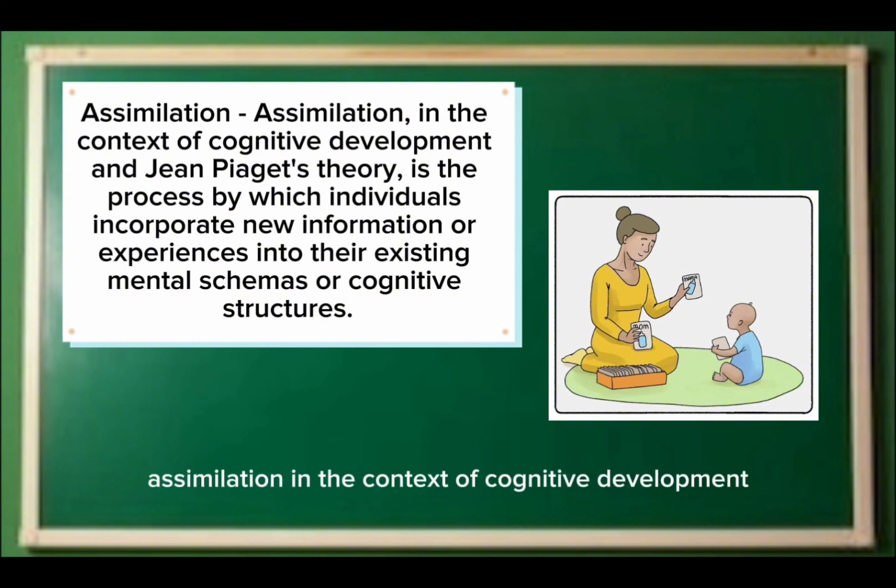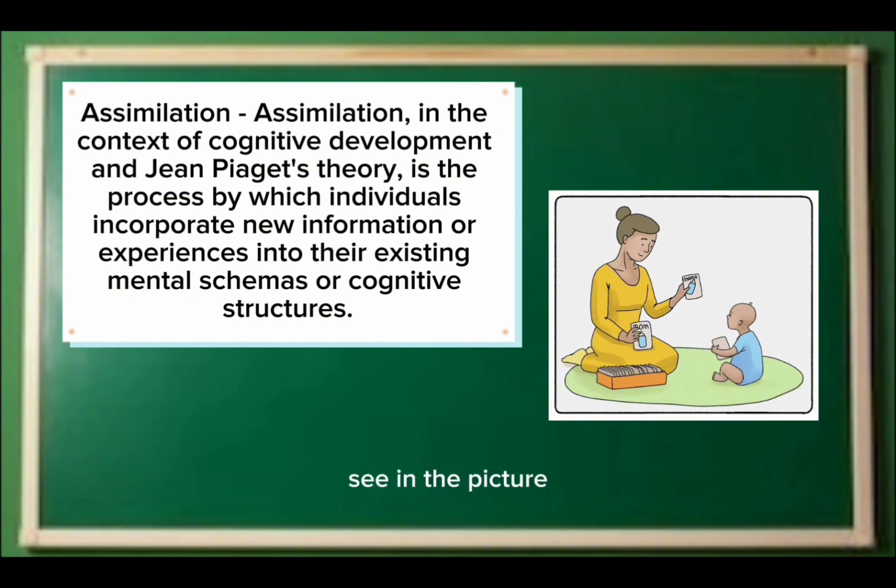Assimilation. Assimilation, in the context of cognitive development and Jean Piaget's theory, is the process by which individuals incorporate new information or experiences into their existing mental schemas or cognitive structures. See in the picture.